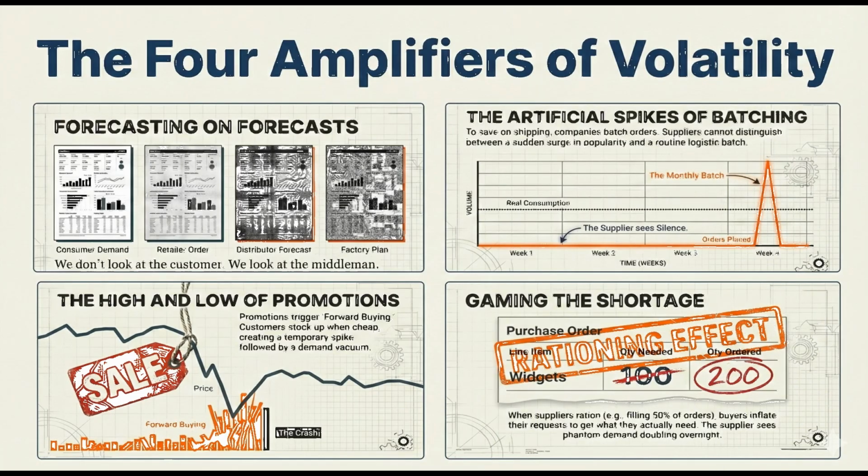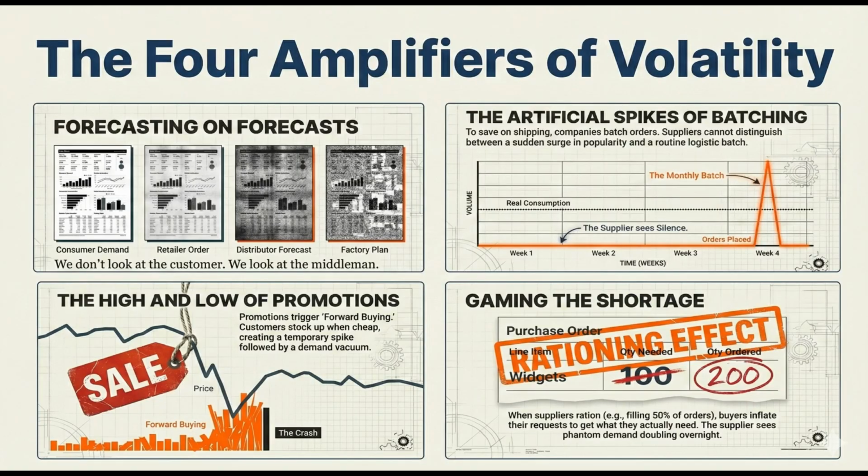Cause number 4, shortage gaming. During shortages, suppliers ration based on order size, so buyers inflate orders. Need 100 units but expect 50% fulfillment, order 200. The supplier sees demand double, scales up, then demand crashes when the shortage ends. These 4 causes amplify at every supply chain level.